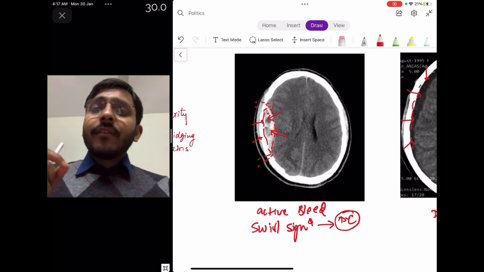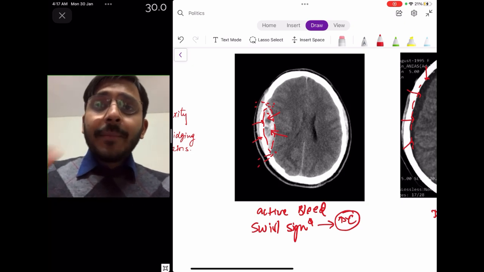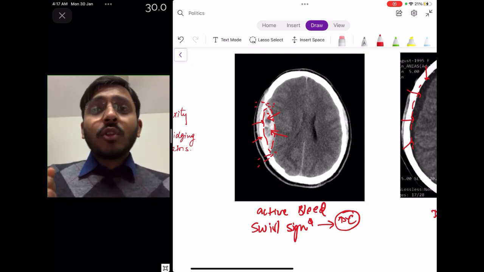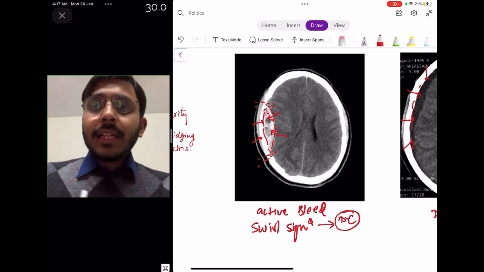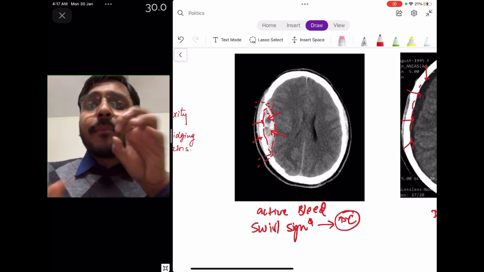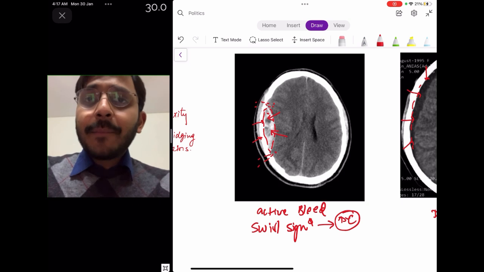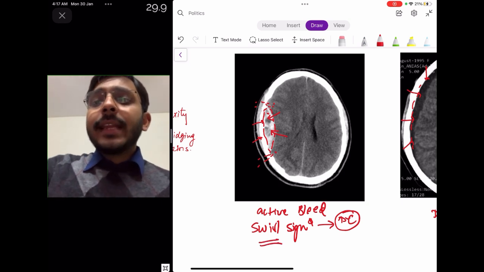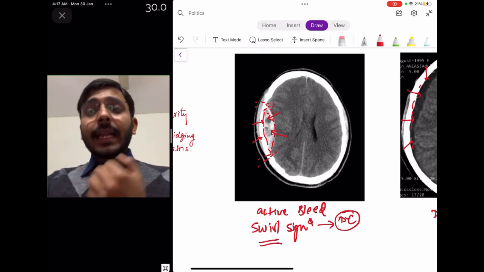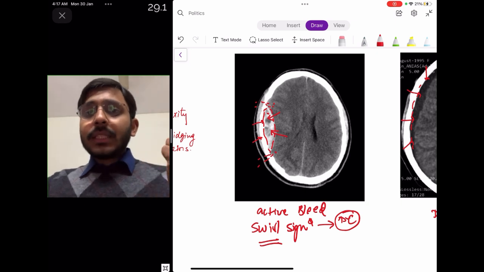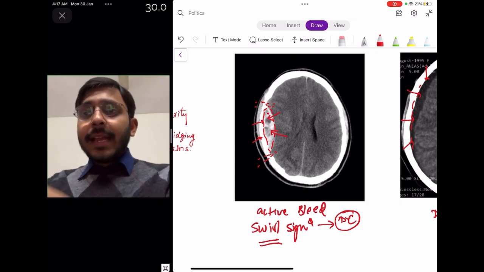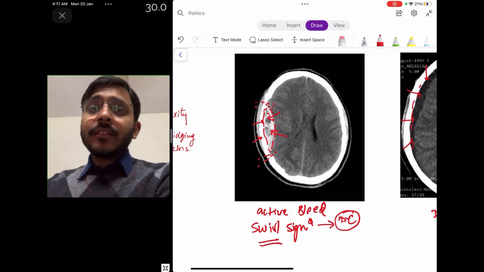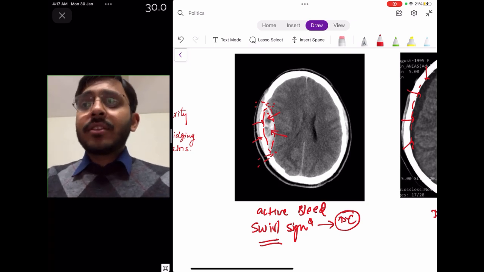So in a very active ongoing bleed, the hyperacute blood is not hyperdense. Okay, so it will appear as hypodense areas within this bleed. This is also known as a swirl sign, and it is a sign of it being an active bleed, and it is a poor prognostic sign, and in such cases usually decompressive surgery is done to relieve the intracranial pressure.